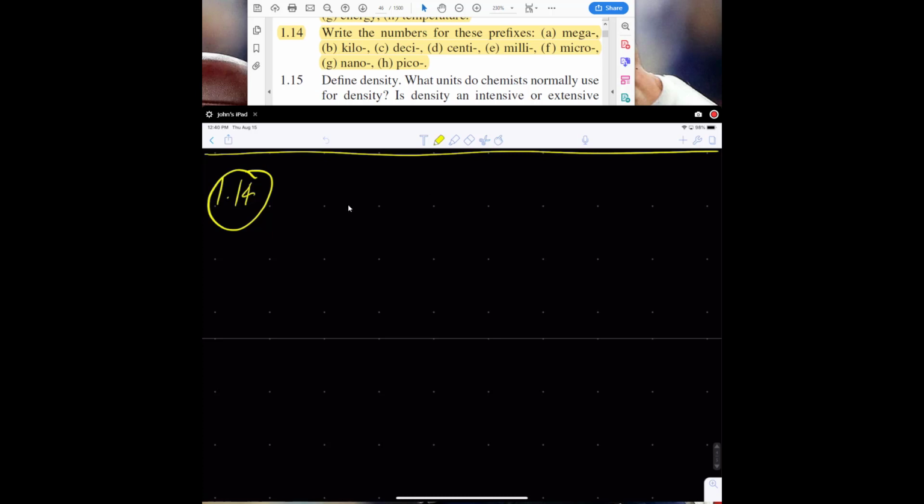So as we can see, it says for 1.14, write the numbers for these prefixes: mega, kilo, deci, centi, milli, micro, nano, pico. The numbers for the prefixes. What it's asking us is basically referring to the content that can be found on page 10, and it's table 1.3, prefixes used with SI units. And right there in the table, so we'll start with A.